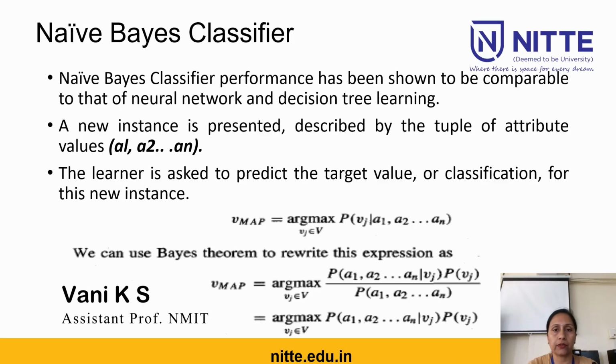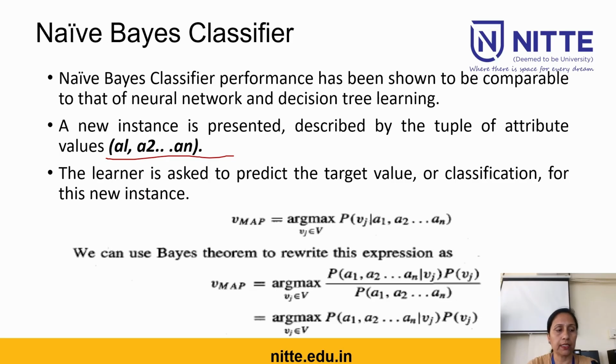Coming to the naive Bayes text classification, this is a classification algorithm which comes under supervised machine learning algorithms. And it has been proven that it works better than the decision tree classifier, neural network learning and other classification algorithms. So what is the basic understanding of this naive Bayes text classifier? Given any new instance, represented by attributes called A1, A2, and so on. For example, if we have 5 attributes or 10 features, they are represented by A1 to AN.